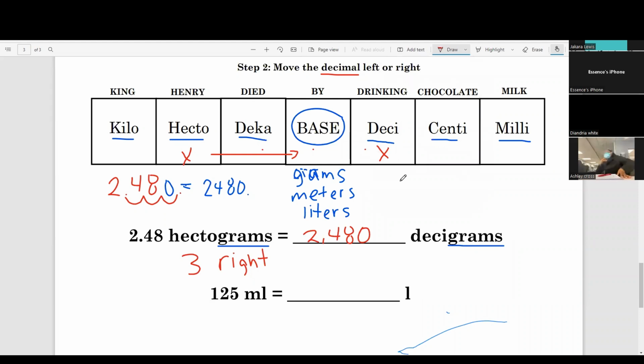If we look at it again from the top, you always mark where you start and where you end because we're looking for direction and we're counting the number of spaces. So the question says 2.48 hectograms is equal to how many decigrams? I know I'm starting here at hecto and I'm ending at deci. The first thing I need to know is, am I going to the left or to the right? It's so important that people understand where they're starting. If anything, I probably should have put an S right there. So we know this is where we started and this is where we ended.